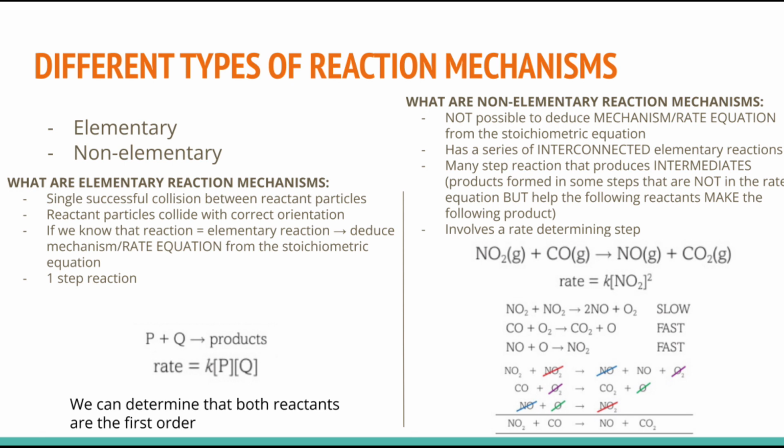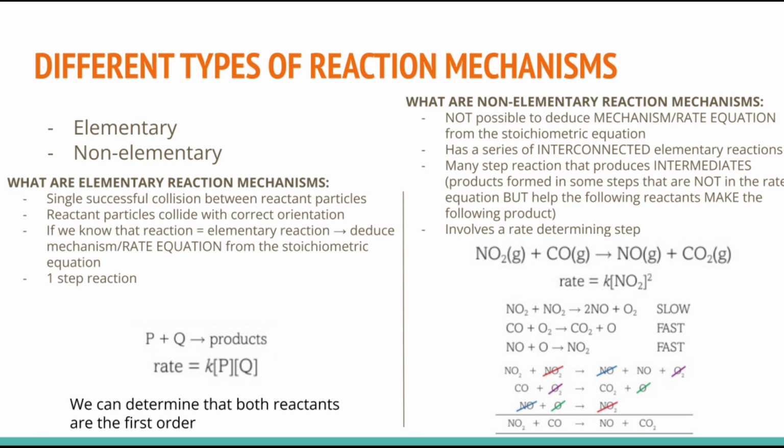From these steps, you can determine the similarities on the left side and the right side. If they are similar on the left side and the right side, then you can cancel them out. The overall equation is whatever's left that's not cancelled yet in these steps, which is why nitrogen monoxide and carbon dioxide are the products in this case. As you can see here, in the rate determining step where the 2 molecules of nitrogen dioxide react together to form nitrogen monoxide and oxygen, nitrogen monoxide is one of the products. However, oxygen is not a product. Oxygen here is the intermediate.